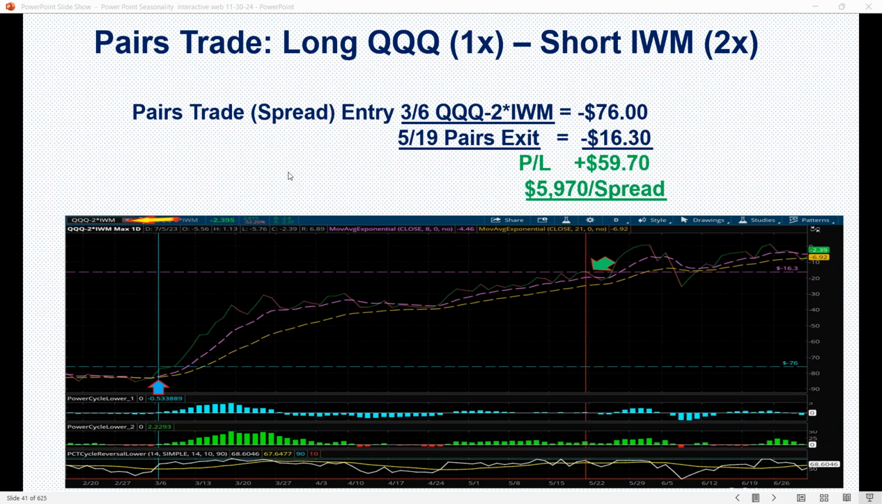And so here is the math of the pairs trade. On the 6th of March, this was the spread, QQQ minus 2 of the Russell was 76 under. And then on the 19th of May, that spread had narrowed and now it's only 16.30 under. So that's your profit of $59.70 per share, or $5,970 per spread. That's the beauty of a pairs trade.